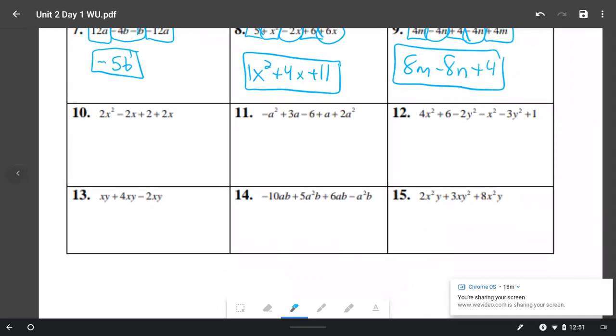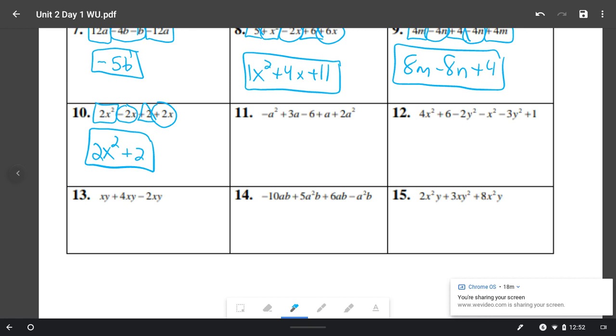Now these last 6 are maybe the harder ones. So I'll do these with you. Hopefully they make sense. So the first one, I take a look at it and I see a 2x squared. I don't see anything else with an x squared, so that's going to be rewritten on its own. I see this x to the first and this x to the first. If I add those together, negative 2 plus 2, I think I get 0 x's. So those cancel each other out. And this constant, plus 2, is the only thing that's left. So I write it as 2x squared plus 2.